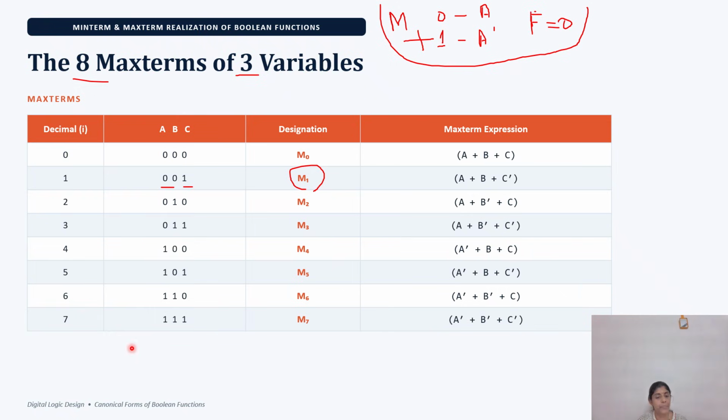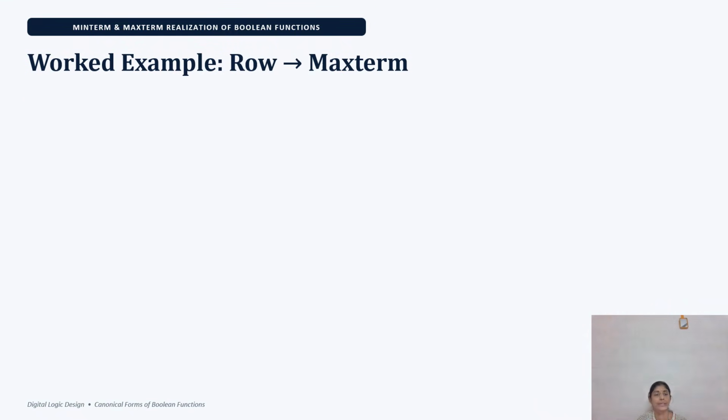What will be the 7? 3 ones. So 3 ones means it is complemented. So A dash plus B dash plus C dash. It is a Maxterm. So capital M. What is the decimal value? 7. That's why the subscript is 7. What is the basic logic you have to use? Plus. Okay. That is how this will be.